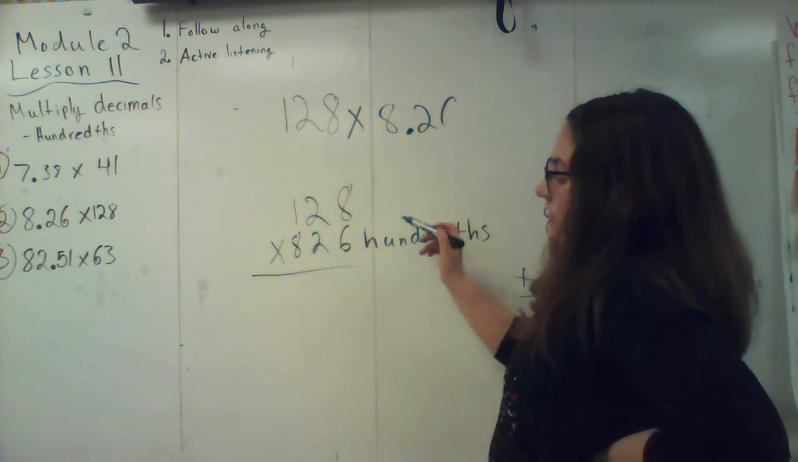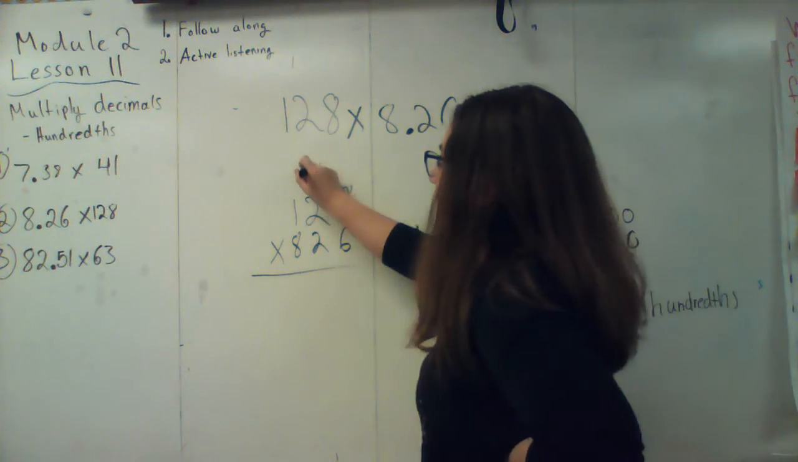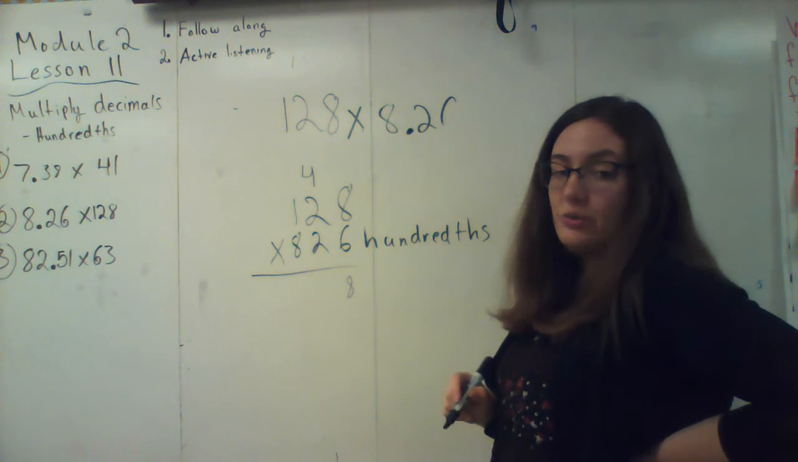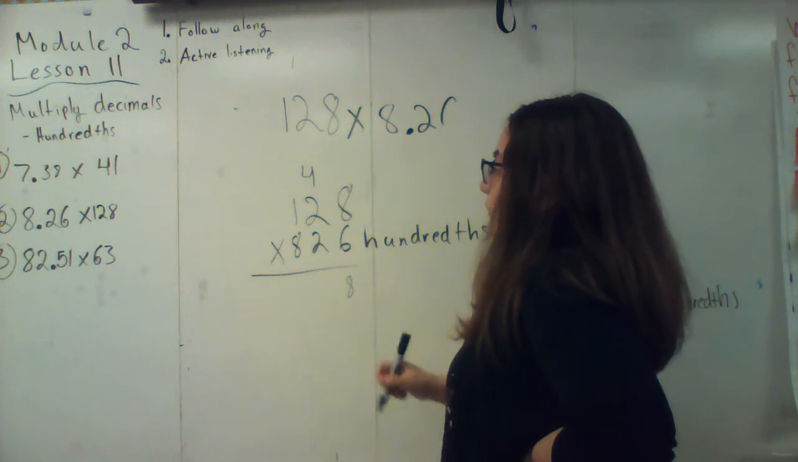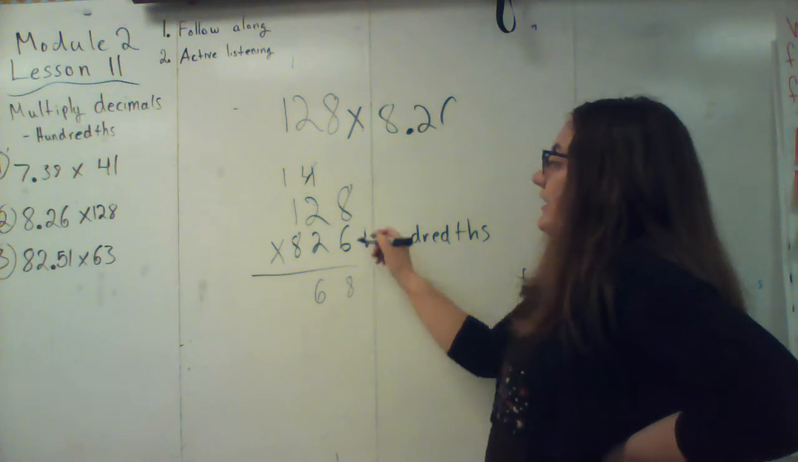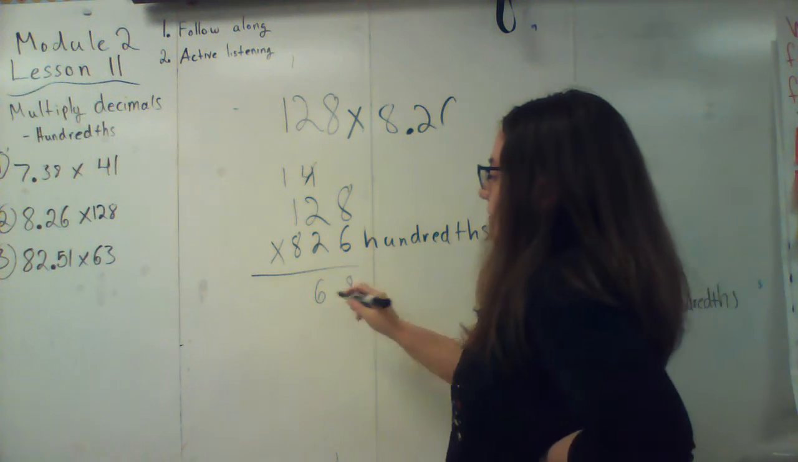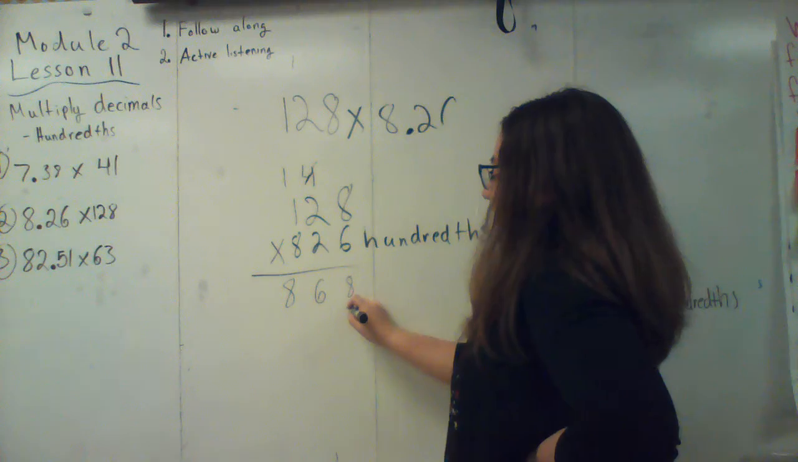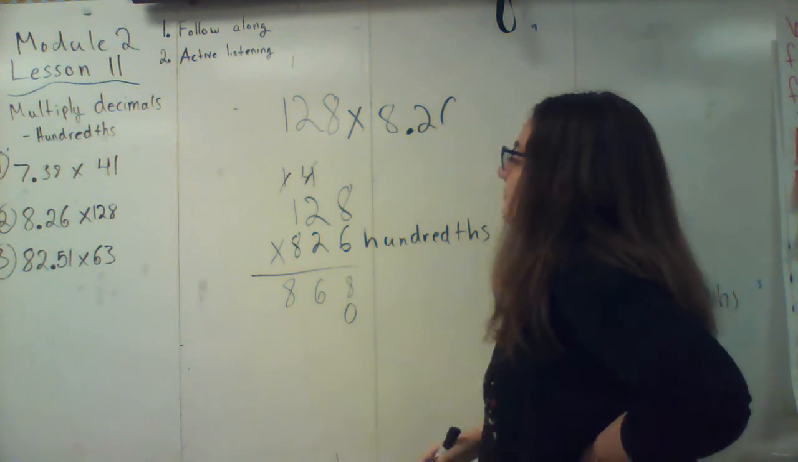So let's get multiplying. So I have 6 times 8, which is 48. I carry the 4, leave the 8. 6 times 2 is 12. 12 plus 4 is 16. Carry the 1, leave the 6. 6 plus 1 is 7. 7 plus 1 is 8. So I have 868.